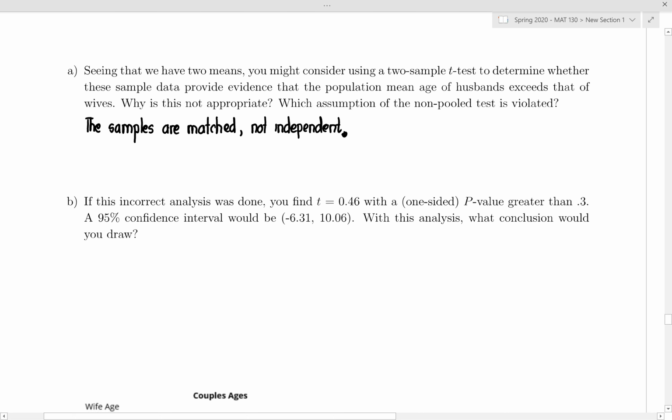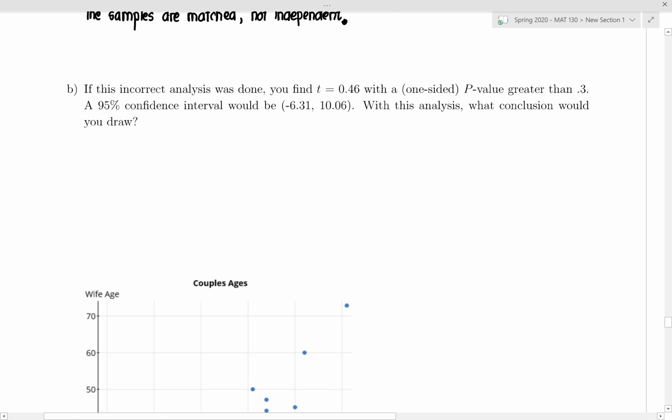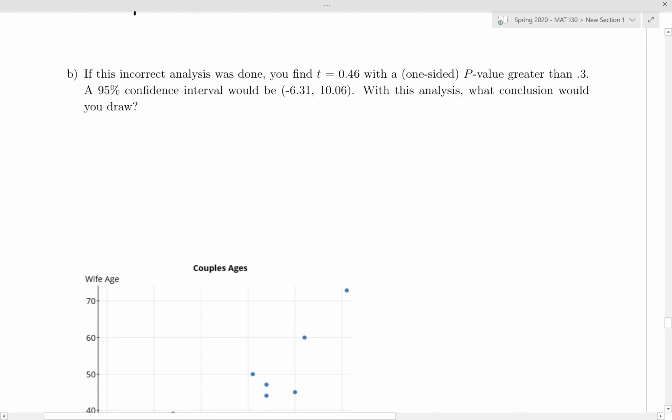Also, we found the 95% confidence interval was negative 6.31 to 10.06. So the question is, with this incorrect analysis, what conclusion would we draw? Well, the first one is, let's look at the 95% confidence interval. Based on this incorrect analysis, we are 95% confident that the husband's age minus the wife's age is between negative 6.31 and 10.06.